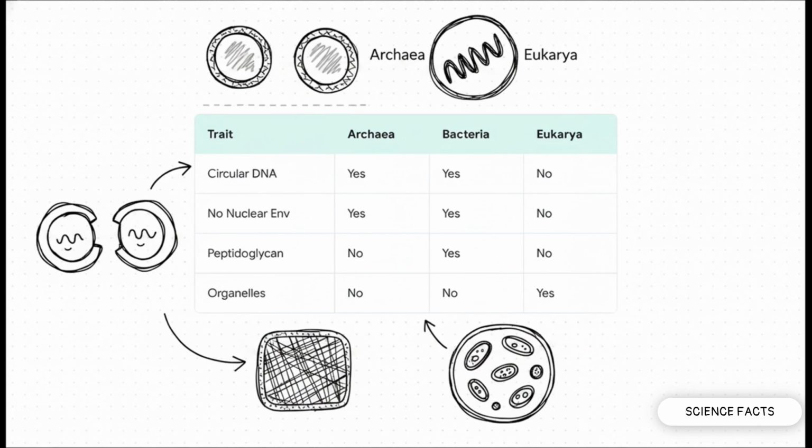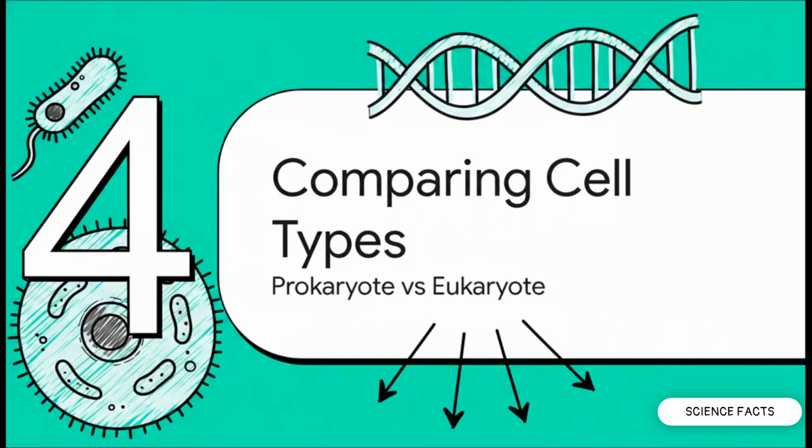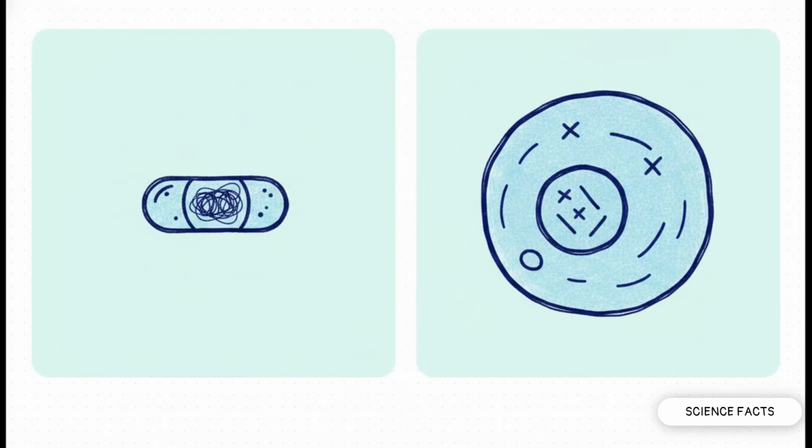They're absolutely going to show up on your tests. Section 4. Comparing the cell types. While there are 3 domains, your course material primarily demands that you understand the 2 core cellular architectures that make them up. So, the crucial point here is grasping the clear, study-ready contrasts between these 2.